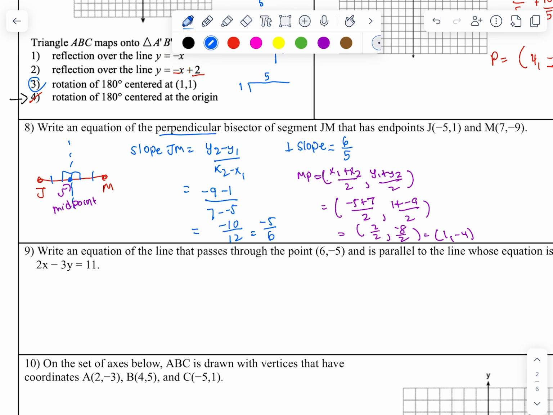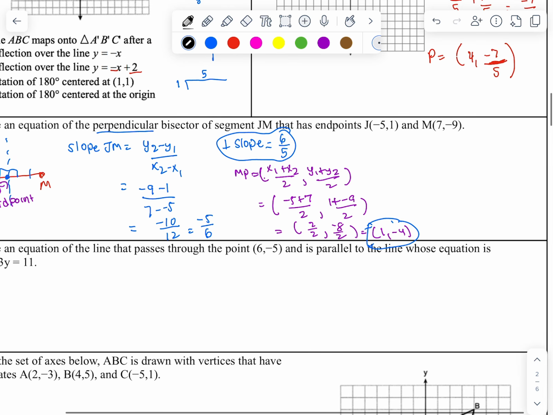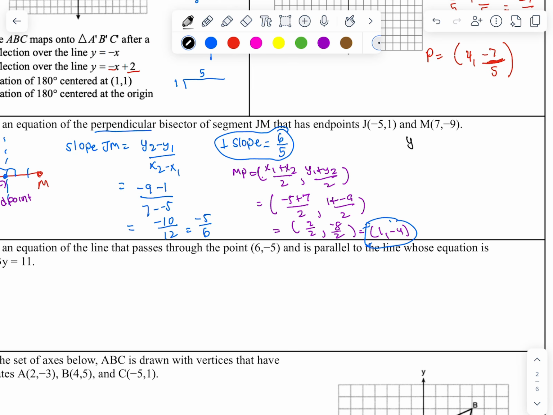So now that I have my point and my slope, I'm going to use point slope form to write the equation of the line. Point slope form has the following format. And all I have to do is plug in the slope for m and the x and y coordinate of my point, which is the midpoint, for x1 and y1. So we have y minus negative 4. The perpendicular slope that we're using is 6 over 5. And then x minus 1. And you can leave it like that, or you can rewrite it as y plus 4, because minus minus does make a plus.